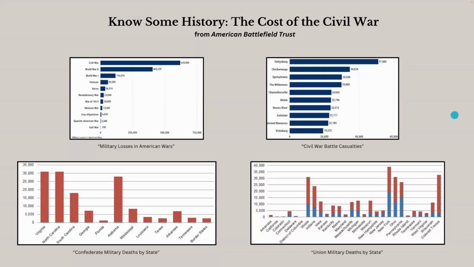So here's a chart on Civil War battle casualties, and it lists the top 10 battles with the most casualties. Gettysburg was the worst, 51,000 casualties. Then Chickamauga, Spotsylvania, the Wilderness, Chancellorsville, Shiloh, Stones River, Antietam, the Second Manassas, and Vicksburg. Those were the top 10 battles with the most casualties.